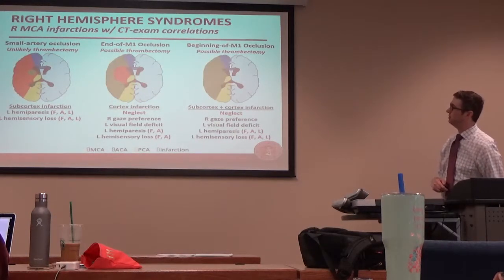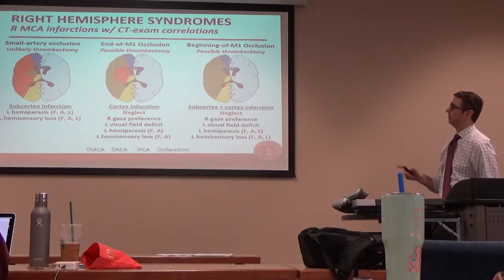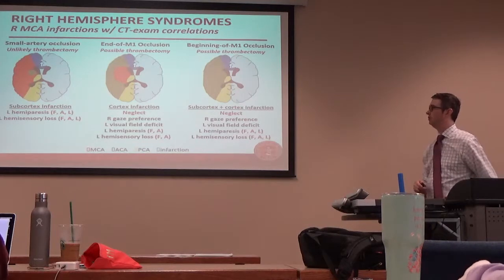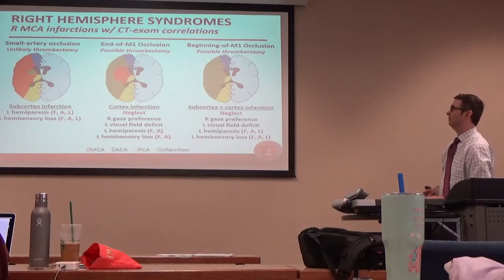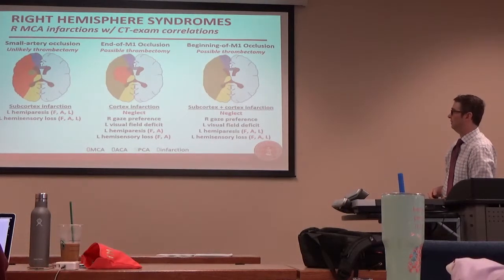Right hemisphere syndromes, you get neglect. Subcortical, you'll get the left hemiparesis and hemisensory loss. With a right MCA M1, end of M1 occlusion, you'll get neglect of the left side of your body. And subcortical and cortex, you'll have the neglect, but you also have the leg involved because the subcortex is involved.